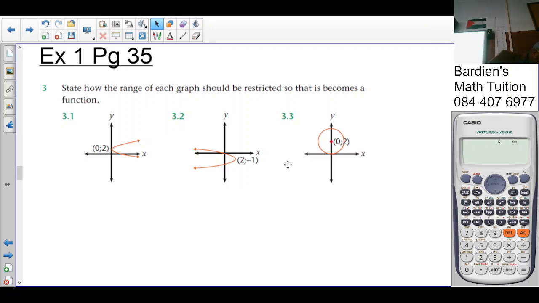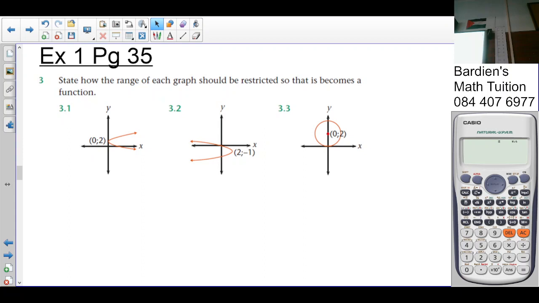In number 3 we are told to state how the range of each graph should be restricted so that it becomes a function. So currently, is 3.1 a function? No. Of course not. Why is that not a function? It does not pass the vertical line test. If I take the vertical line into account here, you see this graph is cutting this vertical line twice. Can you see that? So it's not a function.